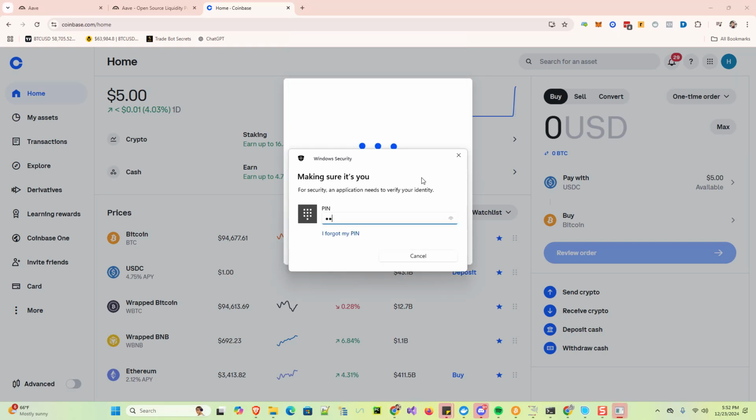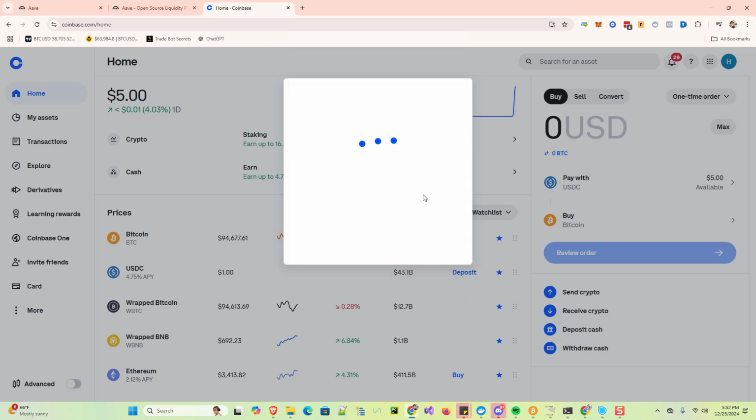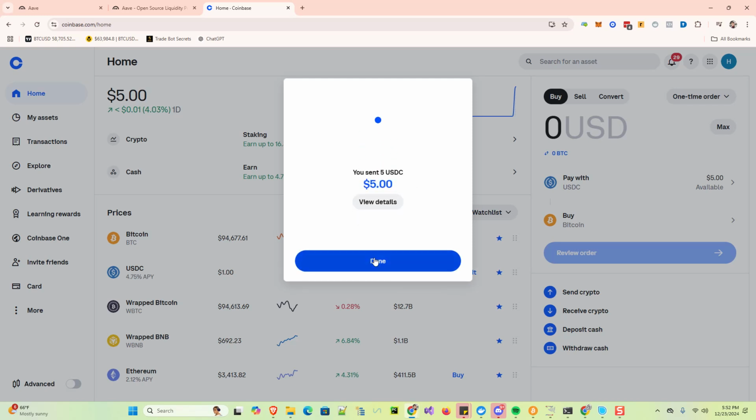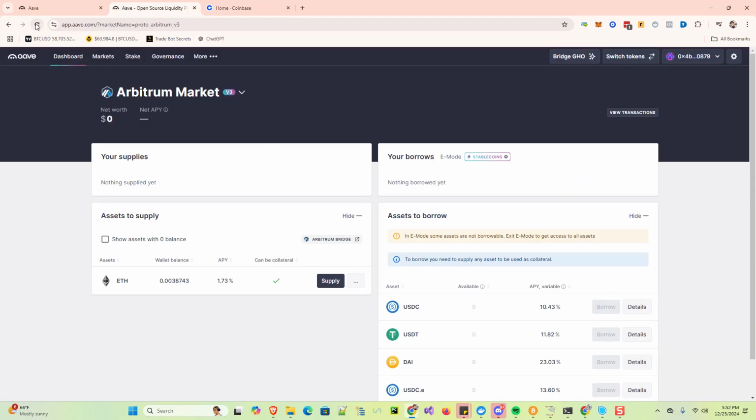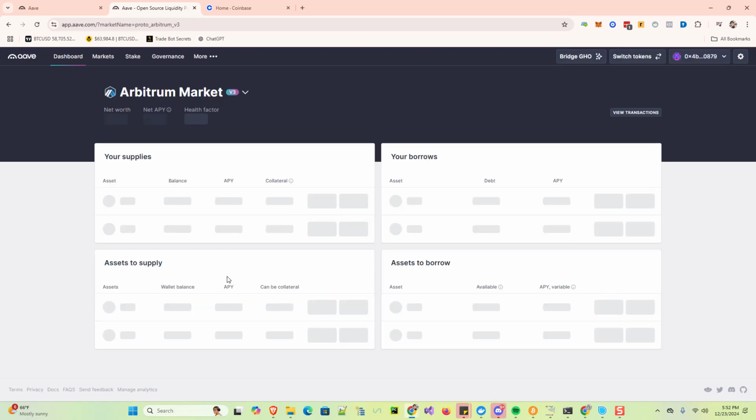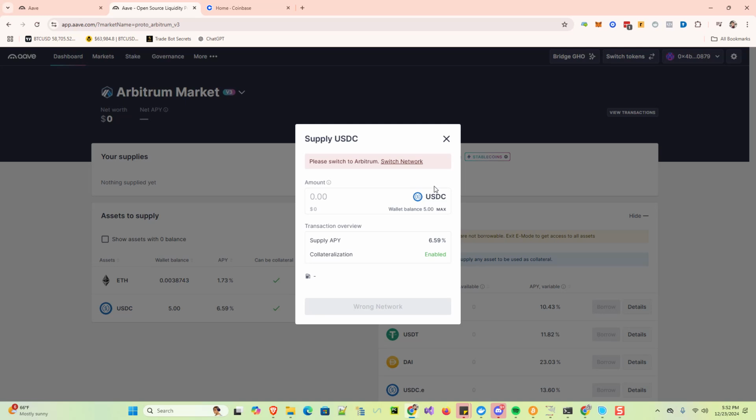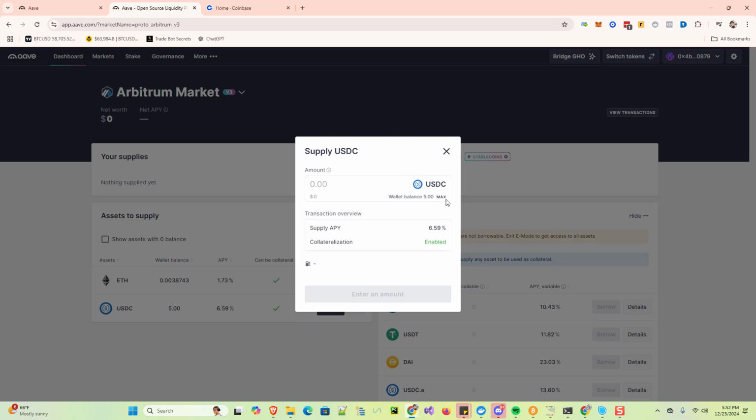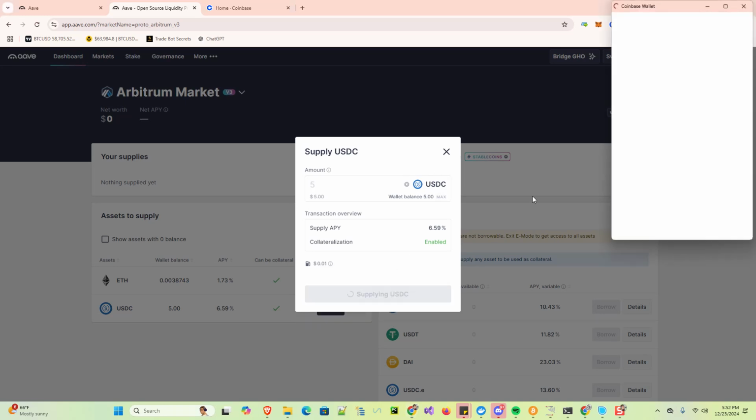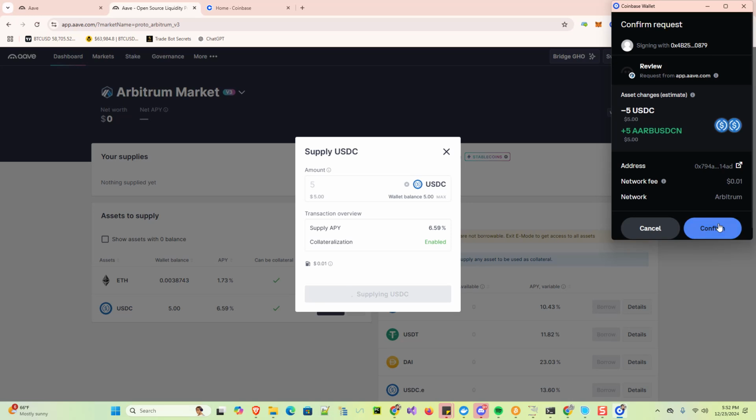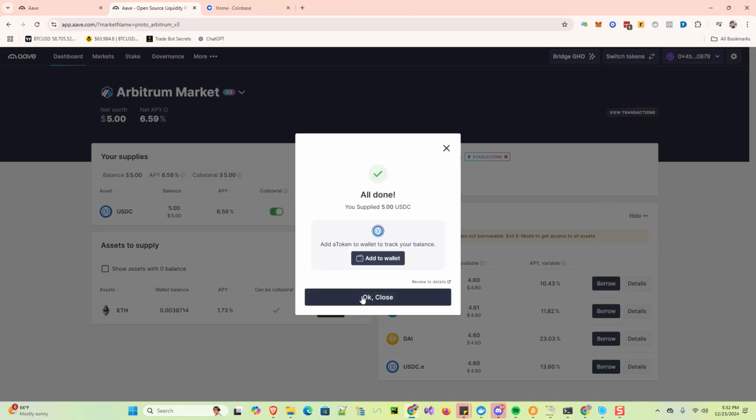Okay. Then I will verify my stuff, and you're going to have to do your own signatures, your own verifications, and set that all up. Once that's done, you're going to get $5 in your wallet, and it's going to show up right here. What we could do is just go ahead and supply it. We're going to switch the network to Arbitrum, max it out, boom. Sign the signature. It costs you 1 cent.